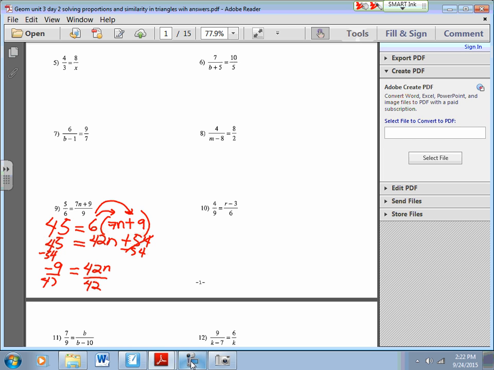Divide by 42 to both sides. Don't worry about negative right now. You know that the answer is a negative number. Just do 9 divided by 42 on your calculator. It's a decimal. What is it? 0.214. Yep, okay.